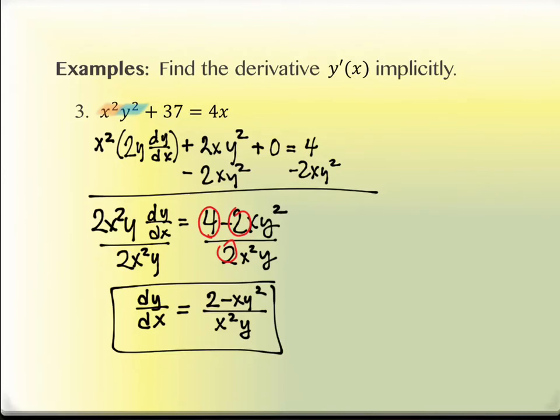So far, so good? Where did the 2x squared come from? I think you're seeing it from here. Is this piece the 2x squared you're talking about? Yeah.